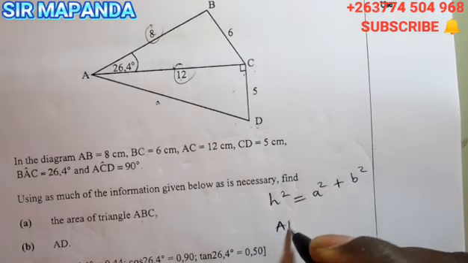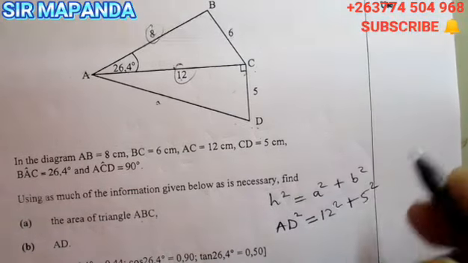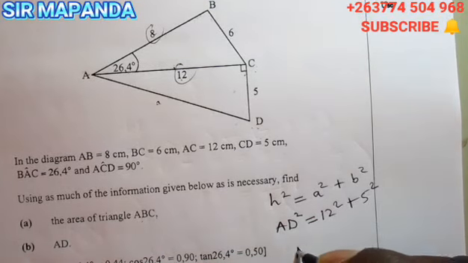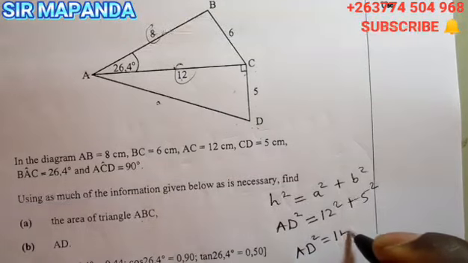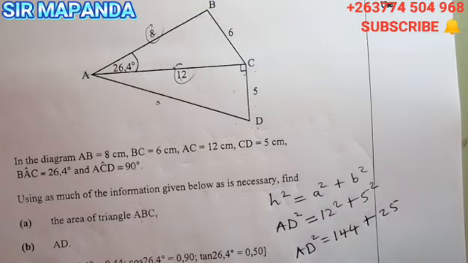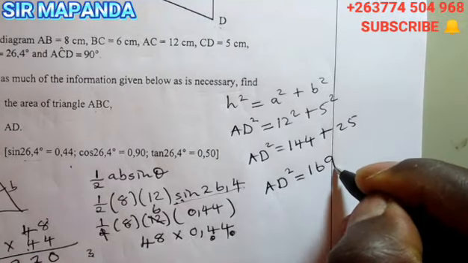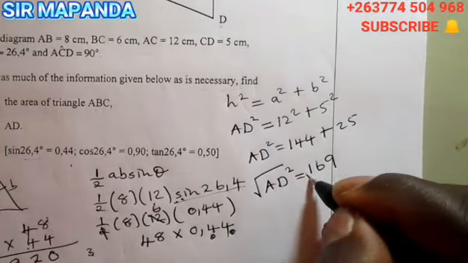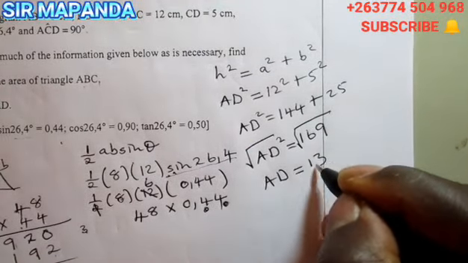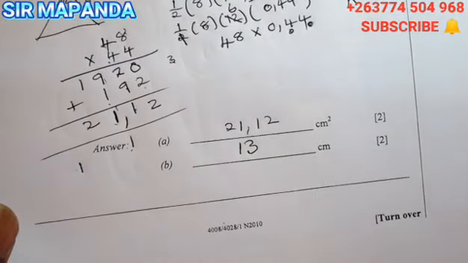So I'm going to put AD squared on h squared is equal to 12 squared plus 5 squared, the given 2 sides raised to the power of 2. So you get AD squared is equal to 12 squared, you get 144, then 5 squared, you get 25. So it gives AD squared is equal to 169. To find AD, put square root both sides. You get AD is equal to square root of 169, which is 13. So your final answer here is 13. Then you are home and dry.